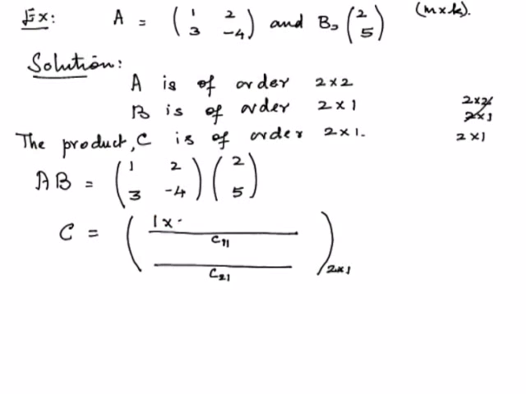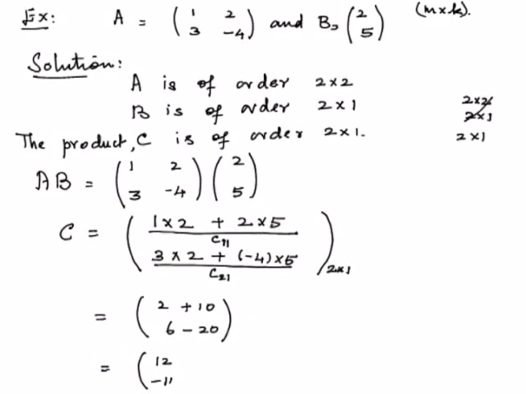It is 1 into 2 plus 2 into 5 to be the first element of the resultant matrix. Now, the second element of the resultant matrix will be arrived at by picking up the elements in the second row of the first matrix and the first column of the second matrix. So it is 3 into 2 plus minus 4 into 5. So that is equal to 2 plus 10, 6 minus 20, which is [12; minus 14], the resultant matrix.